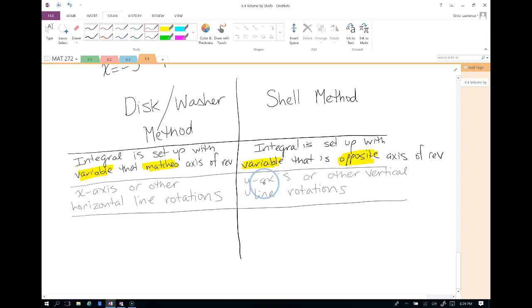If we're going around the y-axis, then the shell method will be set up in terms of the opposite variable, which is x. So if we stick to this rule and remember this rule, this is a really good rule that should work every single time. If you always use the disk method for x-axis rotations and the shell method for y-axis rotations, 99% of the time you'll be good to go.